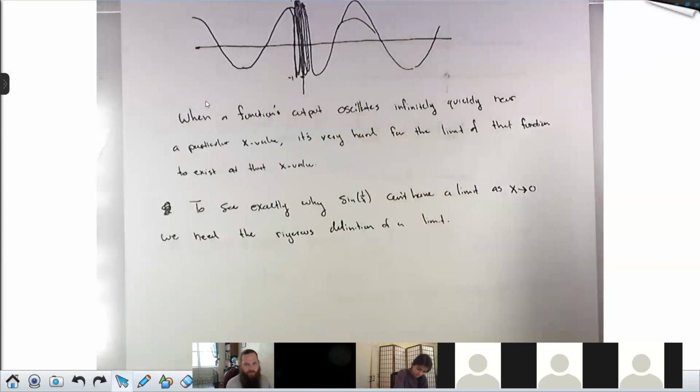So remember at the start of class today, when I defined what a limit was, I said it's an intuitive definition, right? As you get closer and closer, the y values get closer and closer. Here is the rigorous definition.